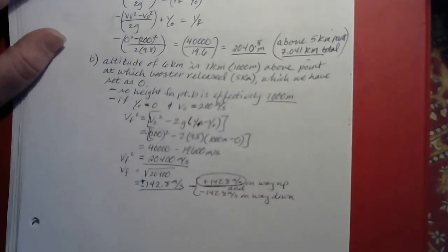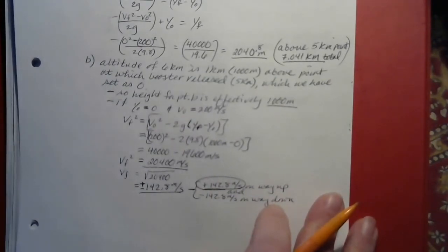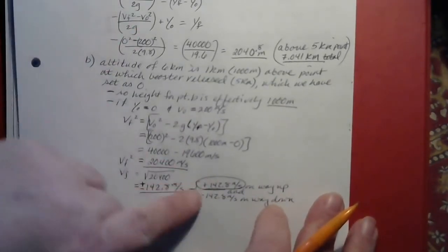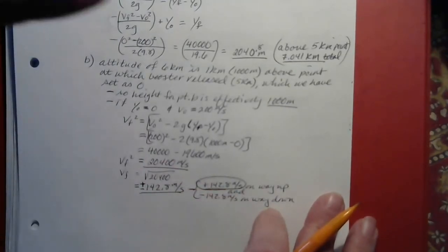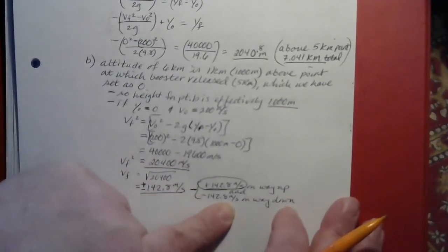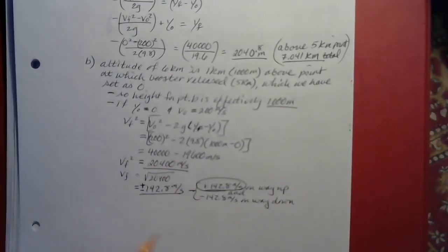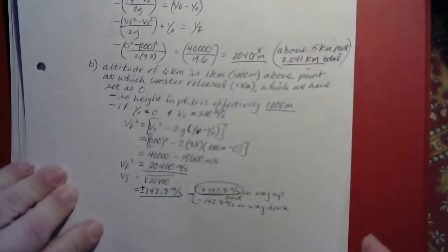And so at this point, actually, assuming that it's 6 kilometers on the way up, it would be positive 142.8 meters per second, but it's going to pass the 6 kilometer mark again on the way back down. And again, because ballistic motion is symmetrical, that means that the velocity would be negative 142.8 meters per second when it passes 6 kilometers on the way down. So you can actually use both of those numbers as answers in this question.